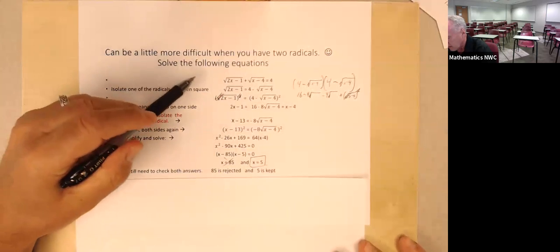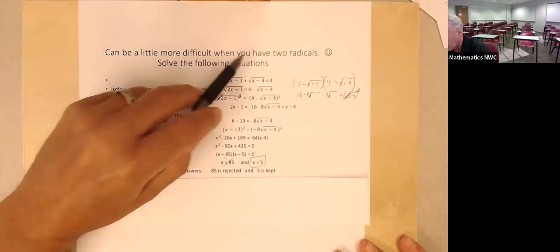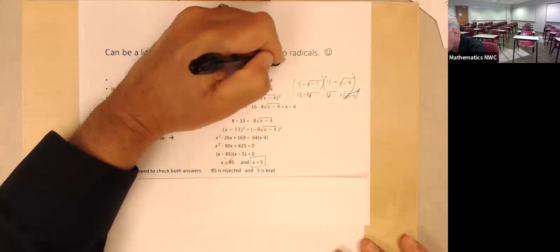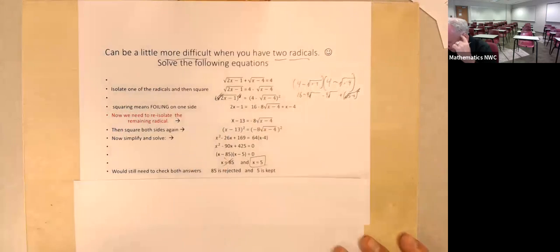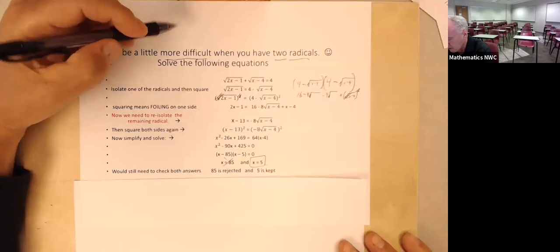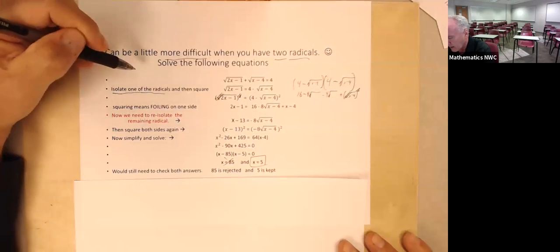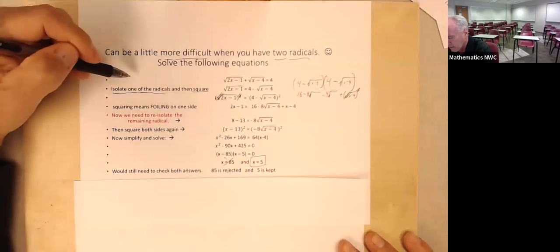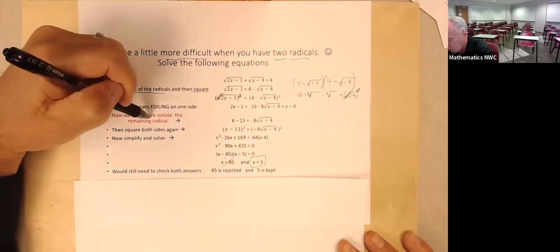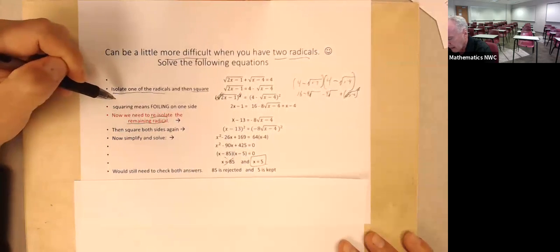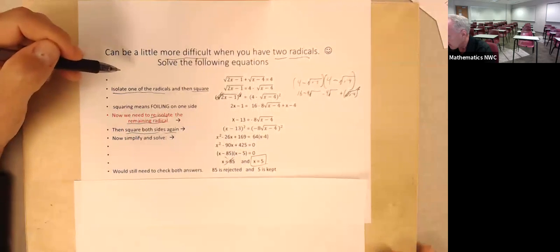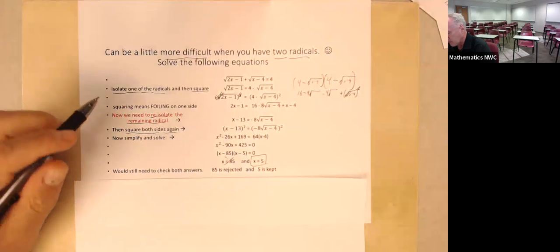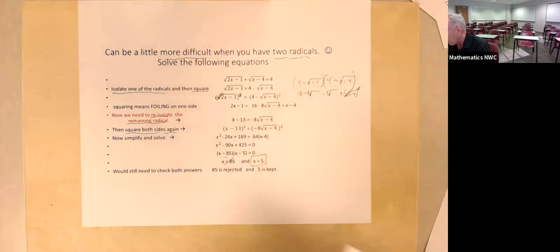That procedure is definitely a little more difficult because I had 2 radicals. Definitely more difficult. Review the procedure. Isolate one of the radicals, then square. Then you need to re-isolate the remaining radical and square again. Okay, we're going to try that procedure once right now on a couple of these.